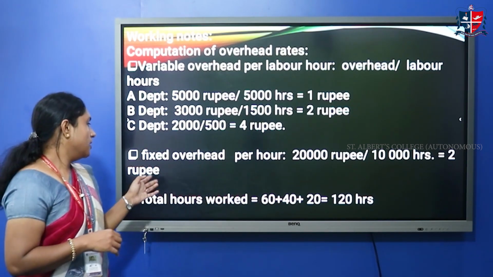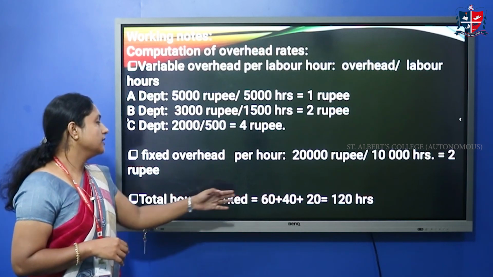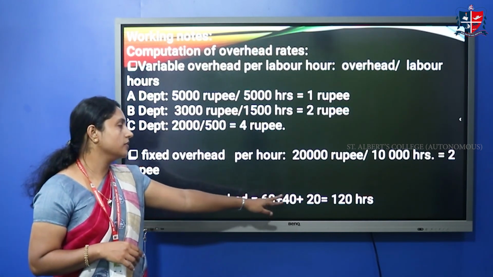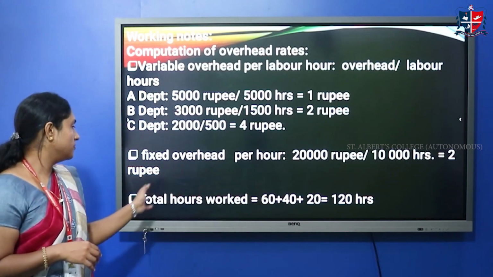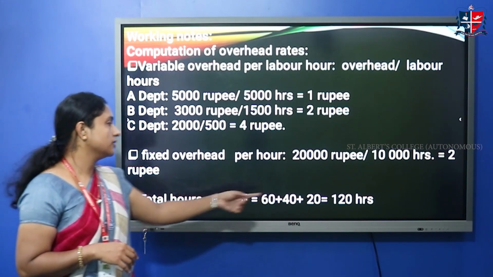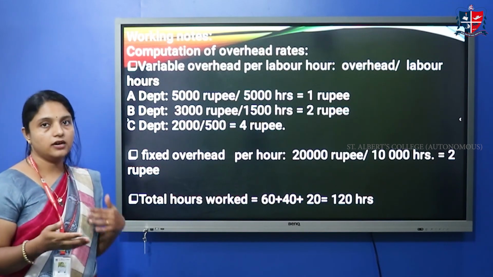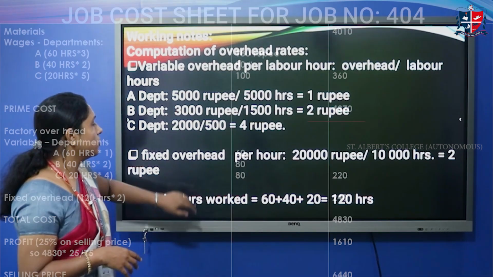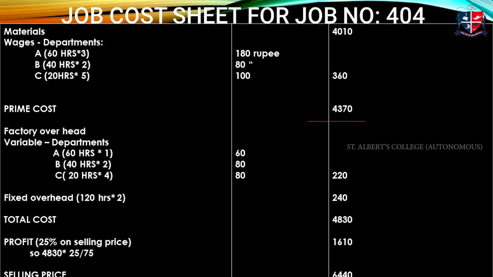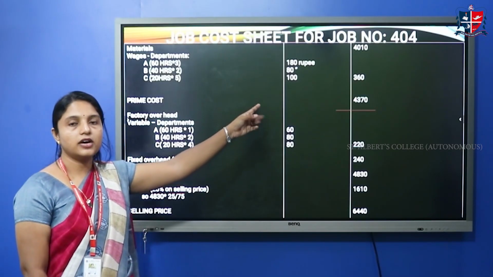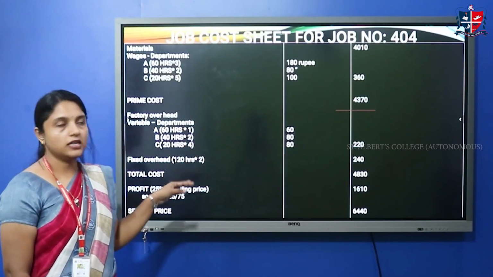Then the total hours worked is already given in the question, that is 60 hours, 40 hours and 20 hours. So when we add, we will get the total hours worked, that is 120 hours. Then we compute the cost sheet of job number 404. So this is the job cost sheet for the job number 404. First of all, we have to write the direct material. The direct material amount is rupees 4,010, which is already given in the question.